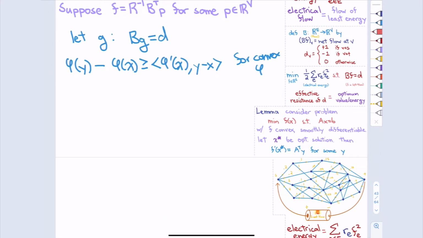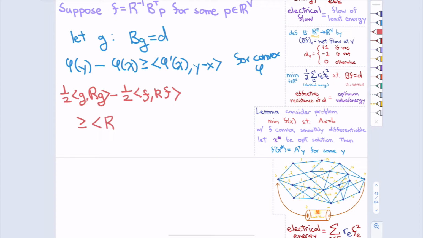All right. So if I look at one electrical energy minus the other electrical energy, okay, I know it's at least, okay, so what's the derivative for F is going to be RF, which we already did, times G minus F.